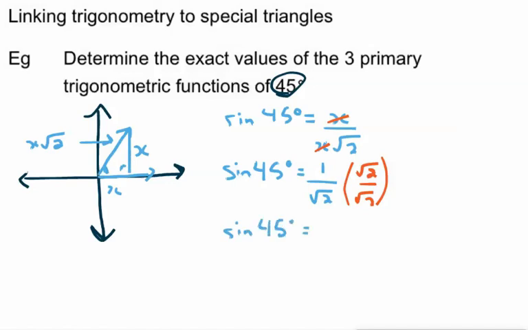On the top, 1 times root 2 is root 2. On the bottom, root 2 times root 2, root 4. But root 4 is actually 2. There we go, sine of 45 degrees.